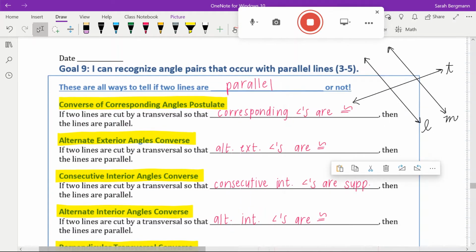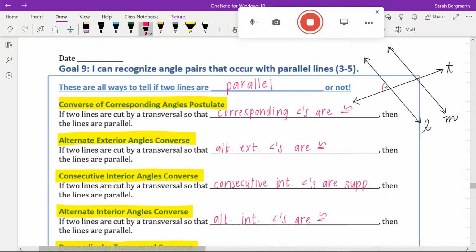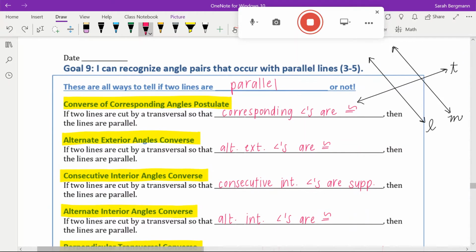The first way is if you know that the corresponding angles are congruent. So let's say you had this angle congruent to this angle. Those are corresponding angles congruent, therefore L would be parallel to M. Similarly, if you know alternate exterior angles are congruent, for example this angle and this angle, let's say you knew those two were congruent, you could conclude that L is parallel to M.